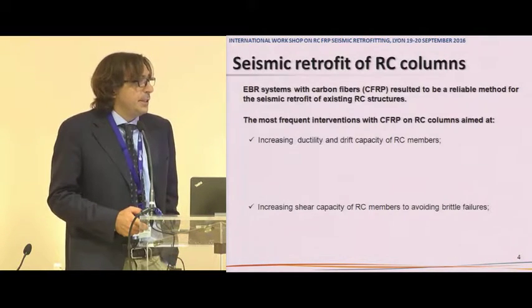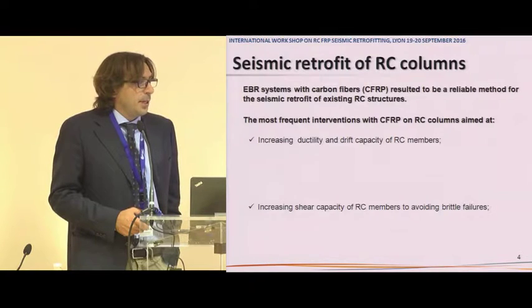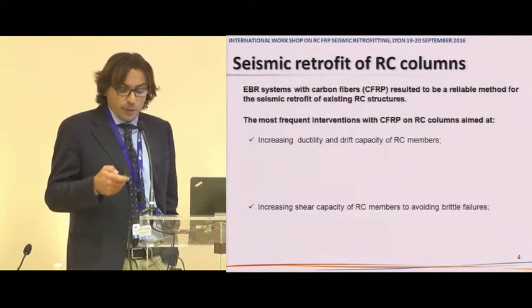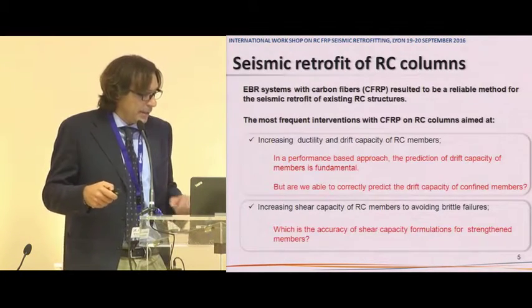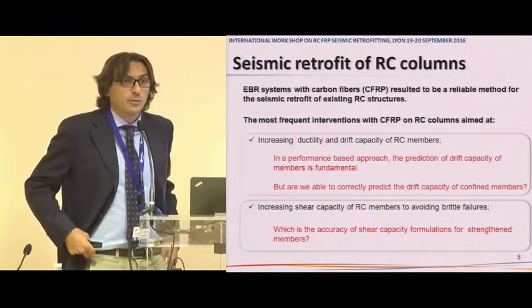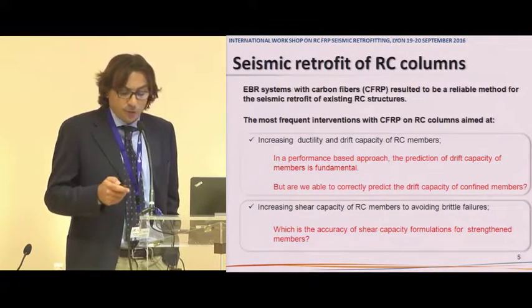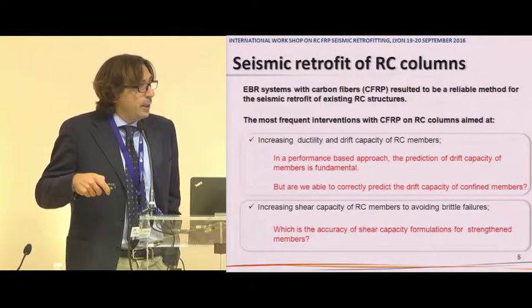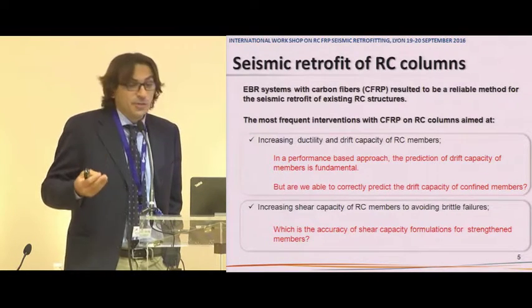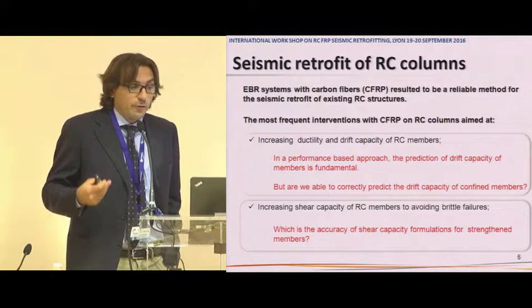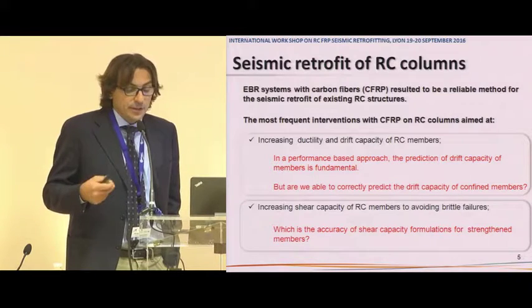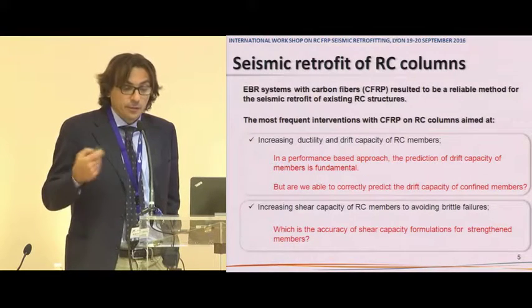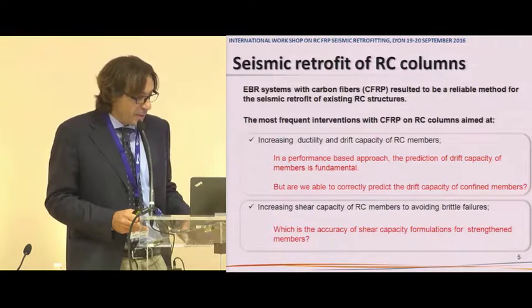What we want to see now is something about the theoretical formulation. We really know that the use of FRP could be effective to increase ductility and shear capacity, but the focus of our work was to try to give an answer to these two questions, which are how we can compute the ultimate drift when we use confinement, and how much is the accuracy of existing formulation to predict the shear capacity of FRP strengthened members.